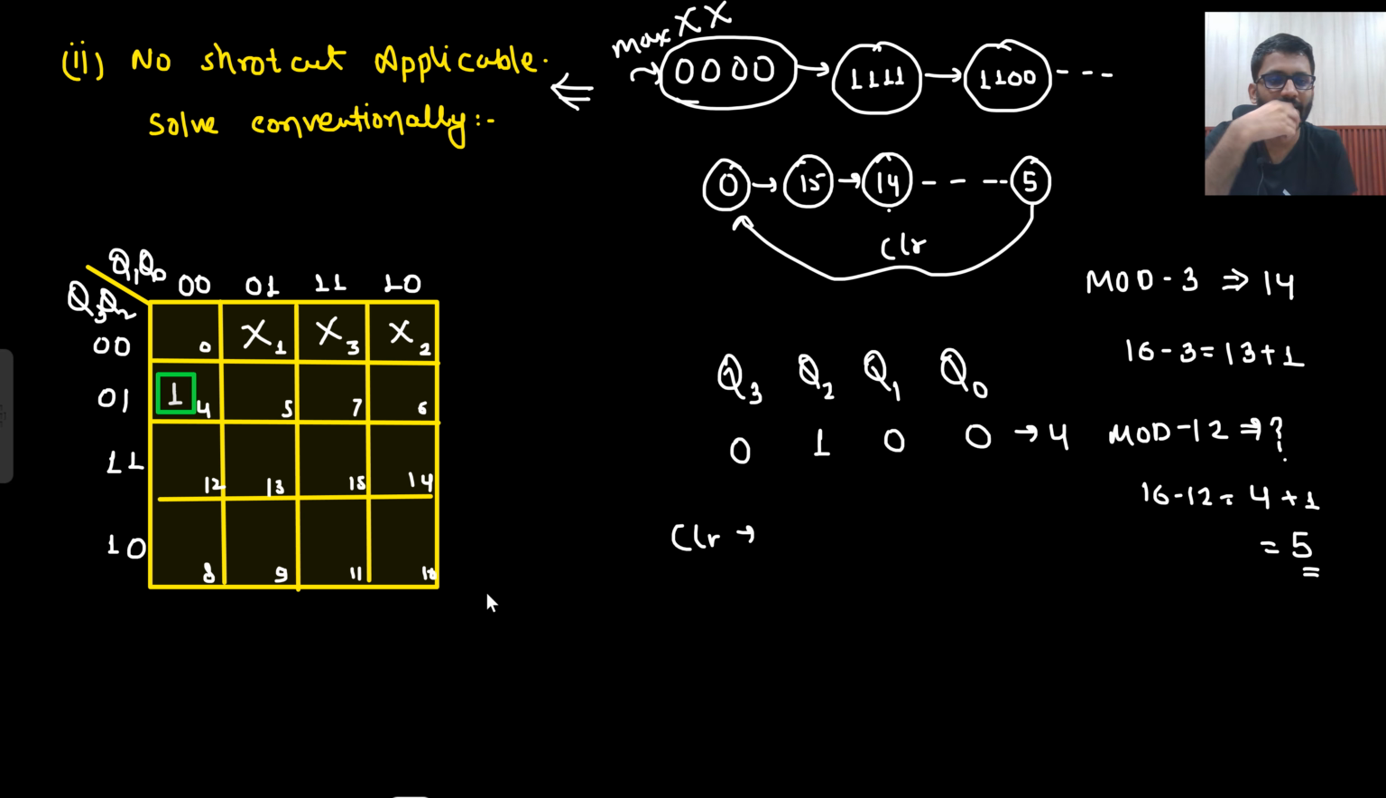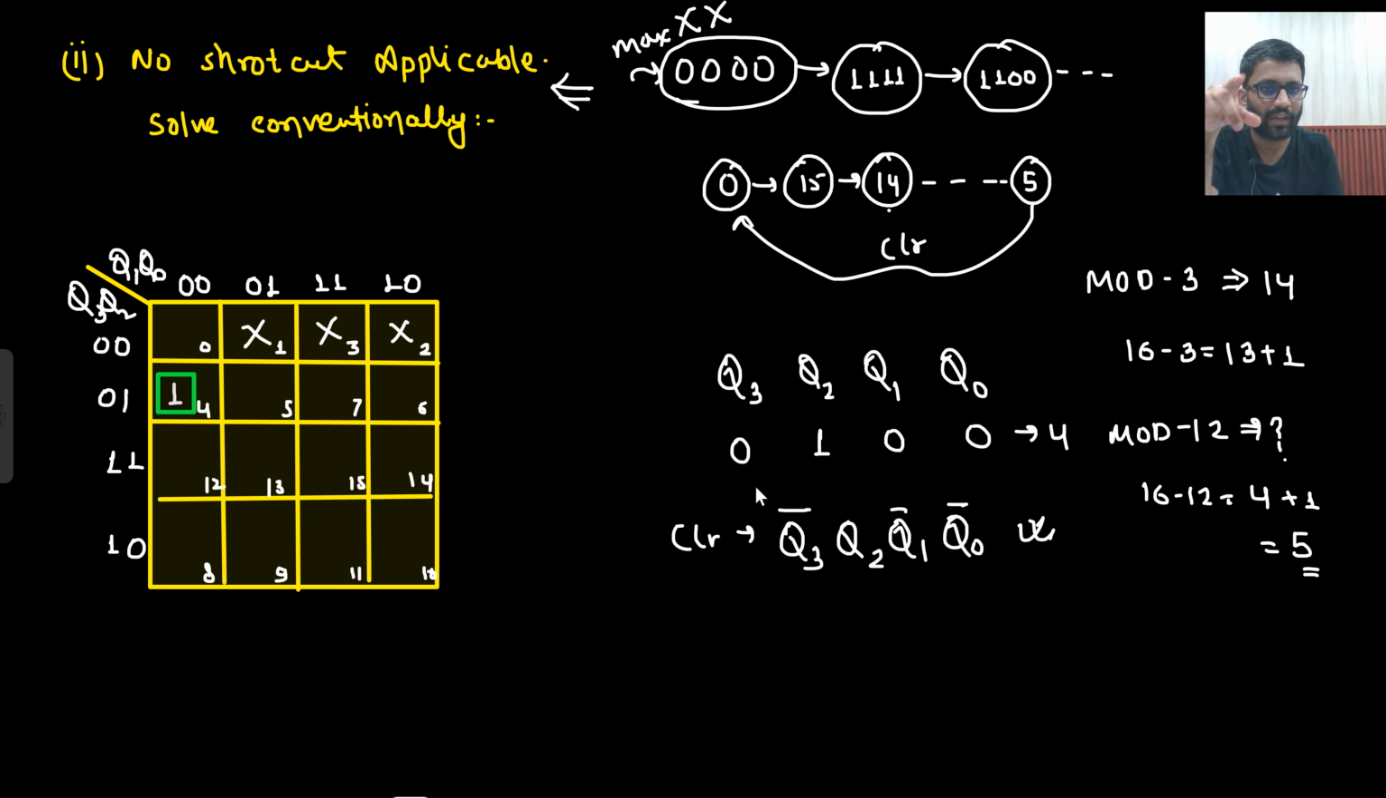I guess I will get the same thing. Let's check. I don't think I will get the same thing. So what am I going to get? Clear is 1. When is it 1? It is 1 at Q3 bar, Q2, Q1 bar and Q0 bar, right? So this is your clear input. What is actually told is that people will say that for the clear input you assume the POS SOP form.